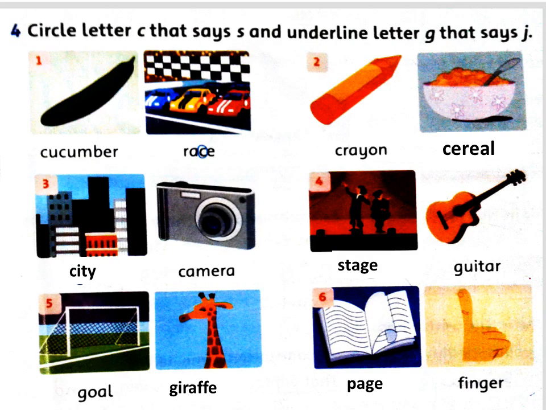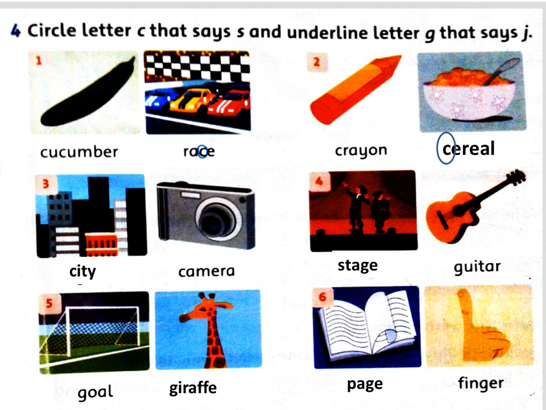Now let's do part 4. Circle letter C that says S and underline letter G that says J. Number 1 today is already done, so let's start with number 2. Number 2, we have 2 words. The first one, crayon. The second one, cereal. Now tell me which letter says S. Your answer is cereal. Good. Now circle letter C.